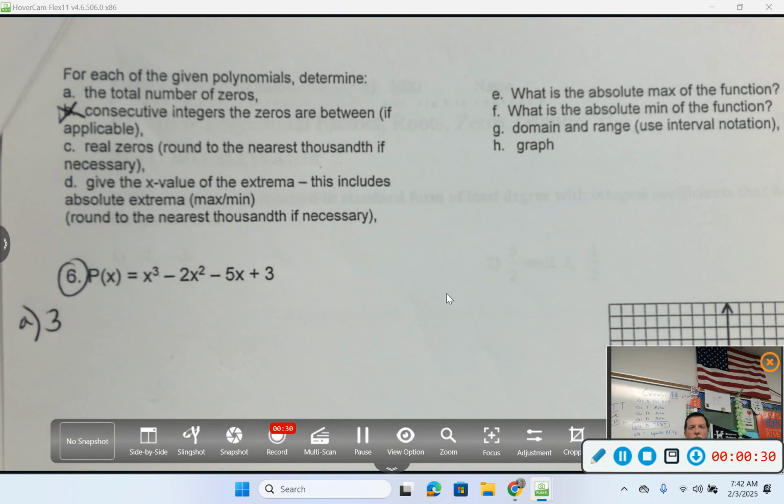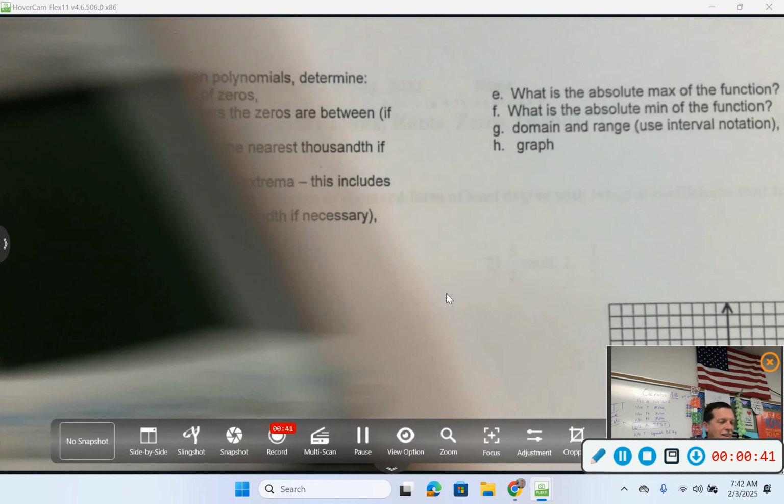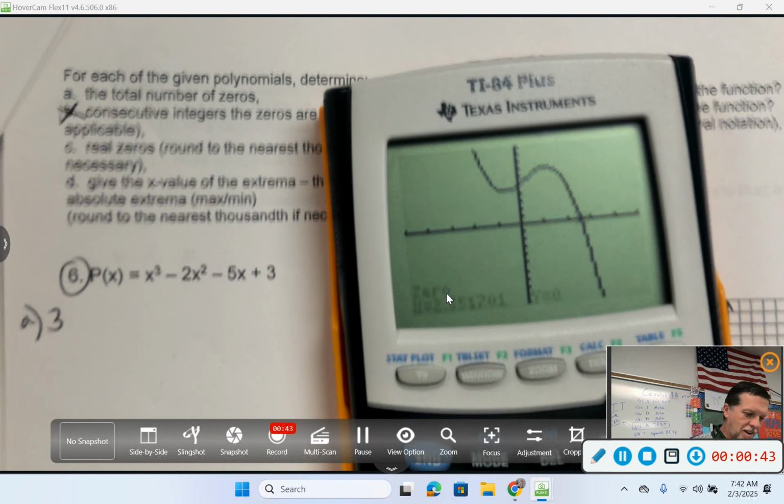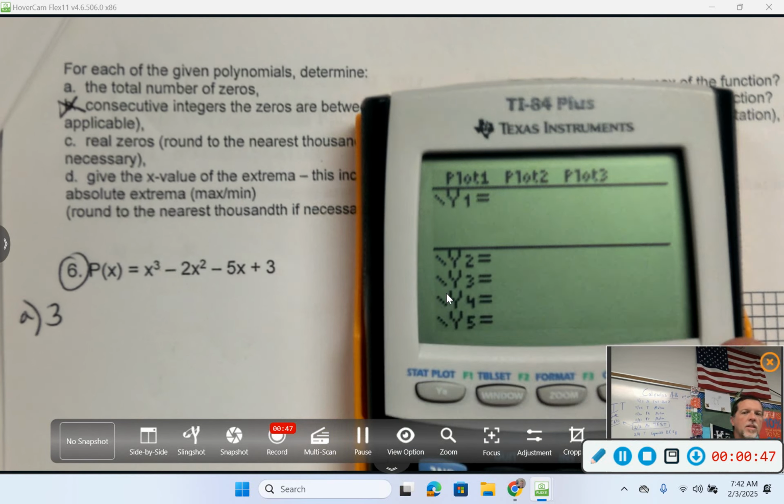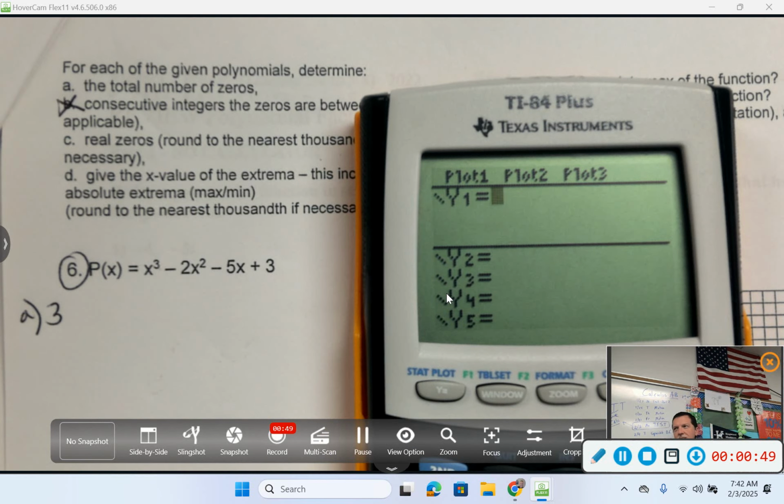Well, if I could factor, I would, but I can't factor that thing. So how do I find zeros if it won't factor, and if I have a calculator? Yeah, let's put it into the calculator. So grab a calculator. You can borrow mine if you need to. And we'll type this one in for Y1.